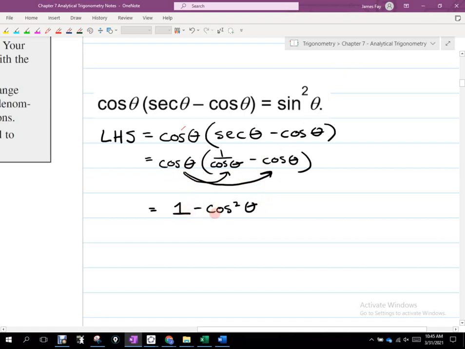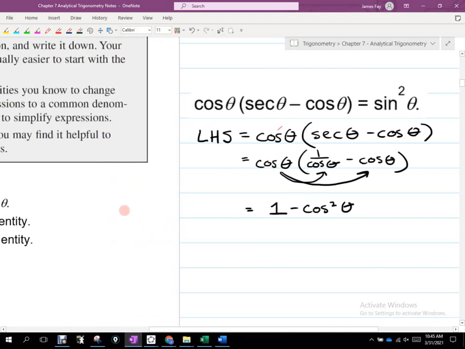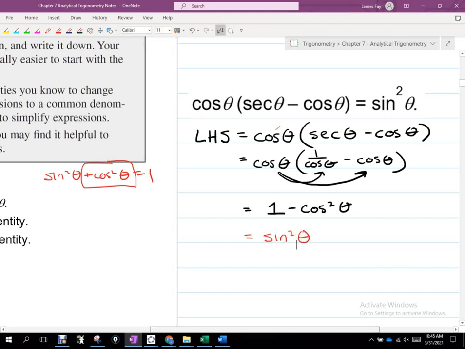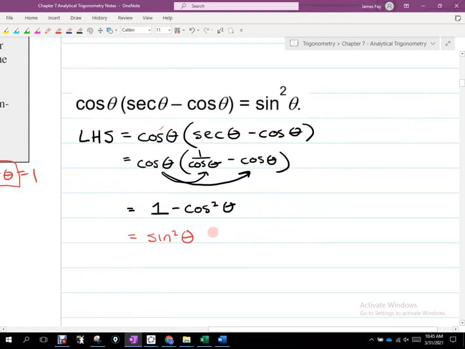Okay, so now we've got a cosine squared and a 1. Hopefully that reminds us of that thing, right? How can I manipulate this so that it turns into this? Yep, subtract that from both sides, right? So if I subtract that from both sides, it gives me exactly this, which would be equal to sine squared theta. Which, if it's equal to sine squared theta, that is your right-hand side, right?